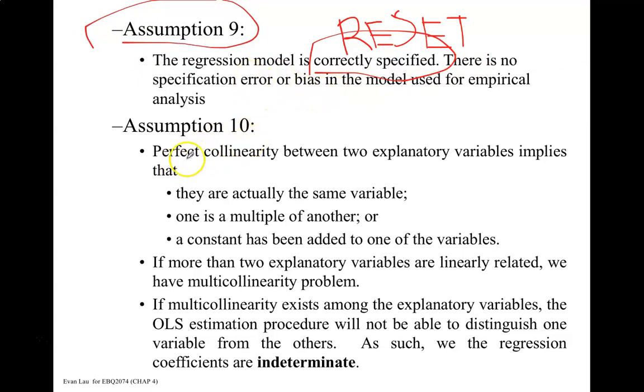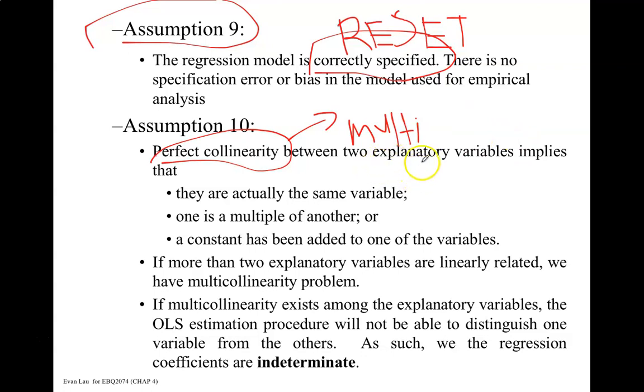Number 10 is perfect collinearity. We do not want perfect collinearity. This is the issue of multicollinearity. Let me write the word multicollinearity. Multicollinearity means that there is collinearity between two explanatory variables.